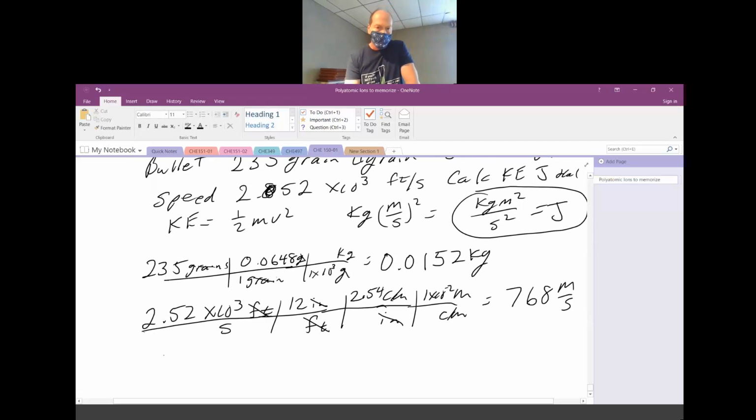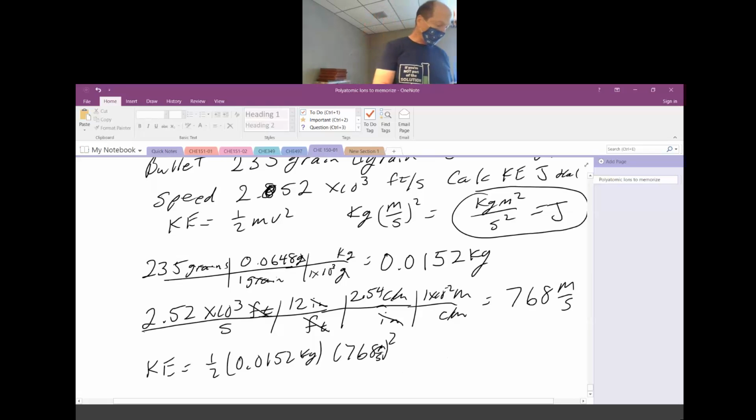You now have the right units. And so your kinetic energy is 1/2 of the mass, 0.0152 kilograms, times the 768 meters per second squared. All right, so square that, and then multiply that by the 0.0152, and then divide that by 2. And my kinetic energy to 3 sig figs is 4.48 times 10 to the third joules.